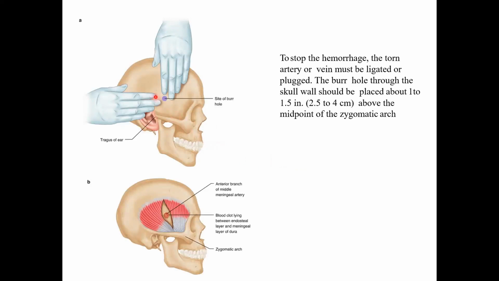To treat these extradural hematomas and to stop the hemorrhage, we have to create a burr hole at the site of the pterion, and we have to either drain the hematoma or ligate the ruptured meningeal artery. This burr hole is created about 1.5 inches above the zygomatic arch.